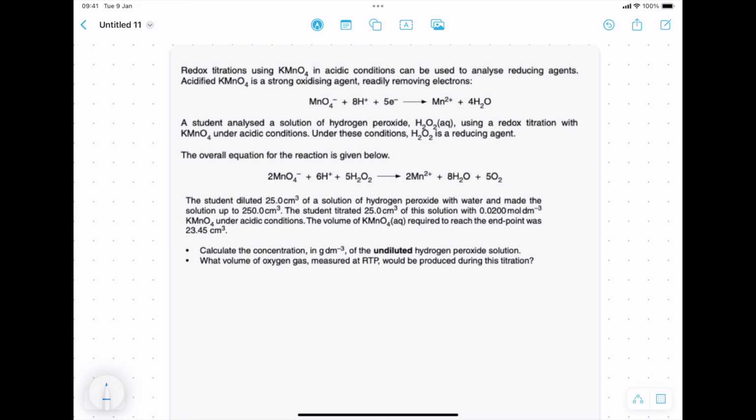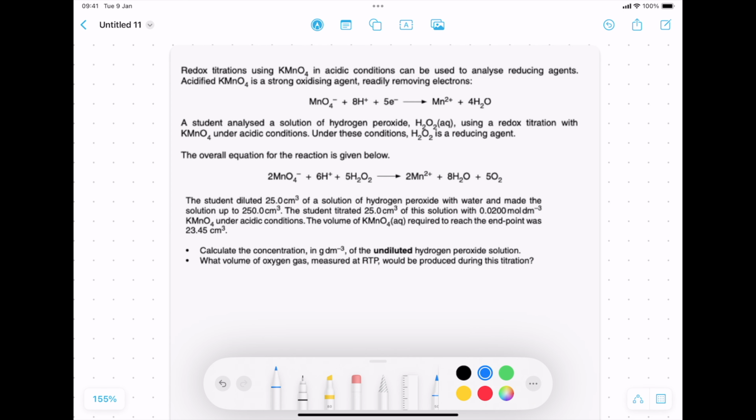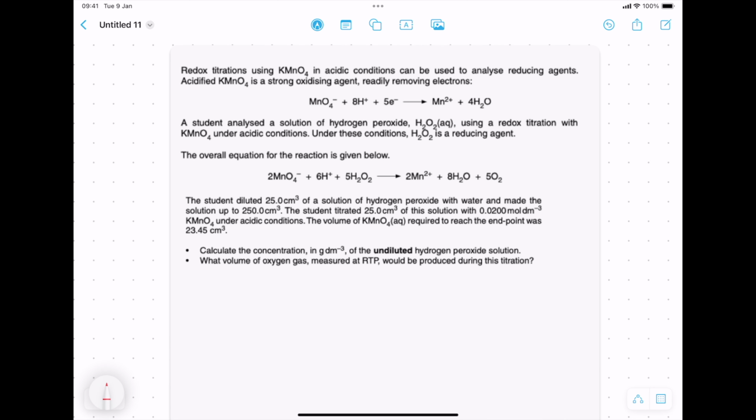So let's take a look at this one and begin with highlighting some key parts in the description. It says redox titrations using potassium manganate in acidic conditions can be used to analyze reducing agents. So there's manganate acting as the oxidizing agent, which means it's going to be reduced.